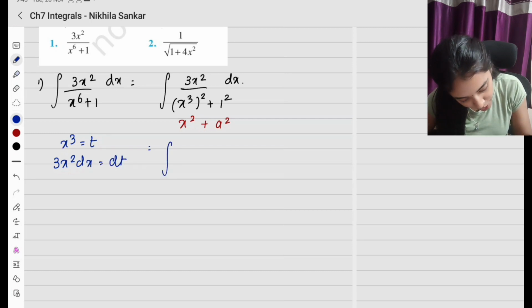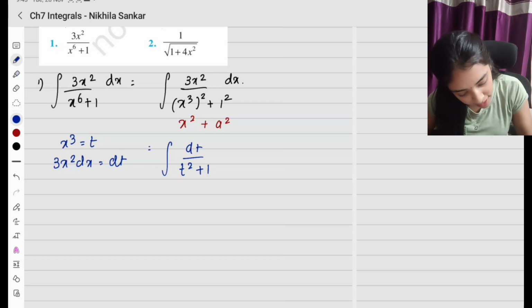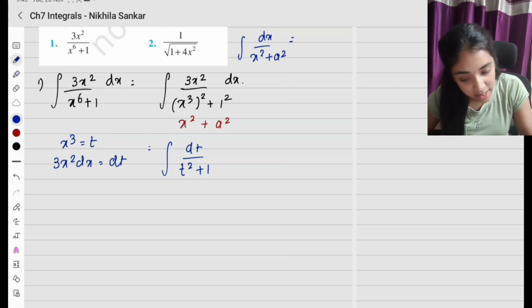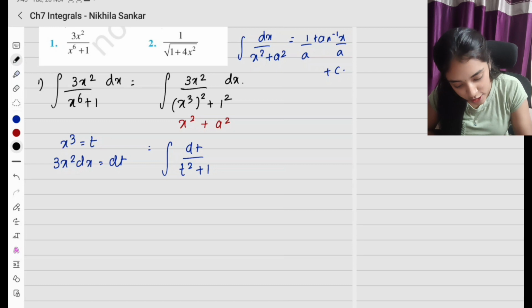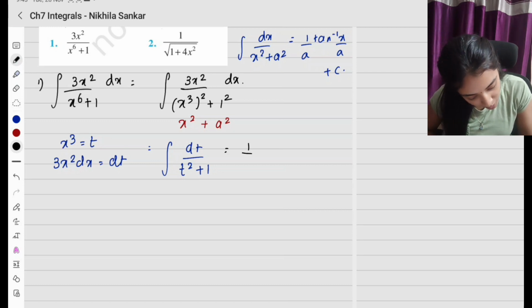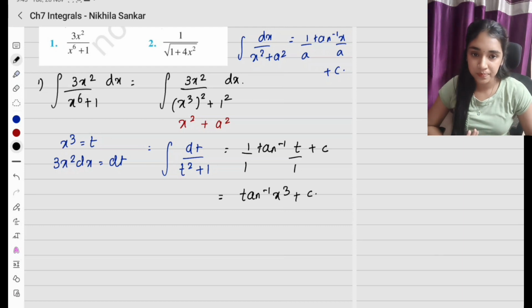So இதை நம்ம சிம்பிளா எப்படி இந்த question எழுதலாம்? I can write this as dt divided by t square plus 1. So this is of the form, இந்த formல இருக்கிறது நம்ம எப்படி எழுதலாம்? Integral dx divided by x square plus a square can be written as 1 by a tan inverse of x by a plus c. The formula la ஞாபகம் இருக்கா? So I can write it in this form. So basically this is going to be 1 by a, which is going to be 1 tan inverse of t divided by 1 plus c. But what is my t? It is going to be tan inverse of x cube plus c. So this is my answer. First question ரொம்ப simple. Okay?